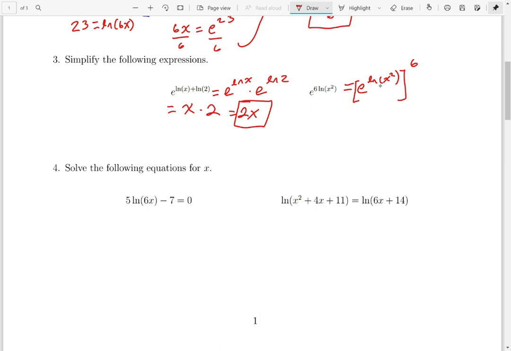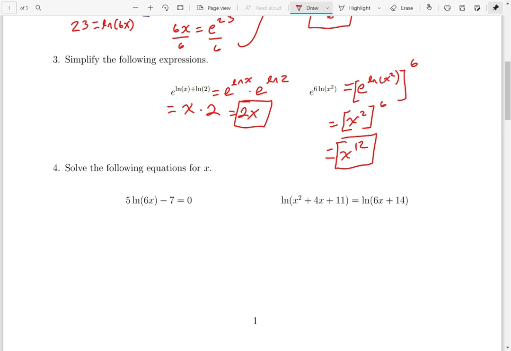Well, but then I have e raised to the natural log of x squared, which is specifically going to just leave me with x squared, but then that's all raised to the 6th power. And so then I have x squared raised to the 6th, but then via the power rule again, this is x to the 12th, 6 times 2. And so that's completely simplified.